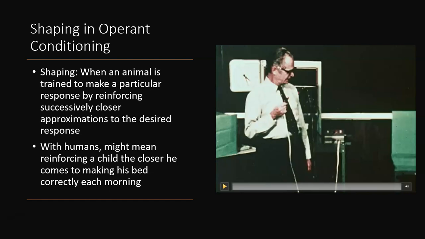Now here's an example of B.F. Skinner, kind of the father of operant conditioning, demonstrating how shaping is done.